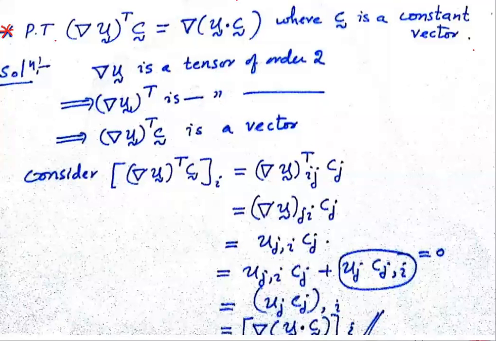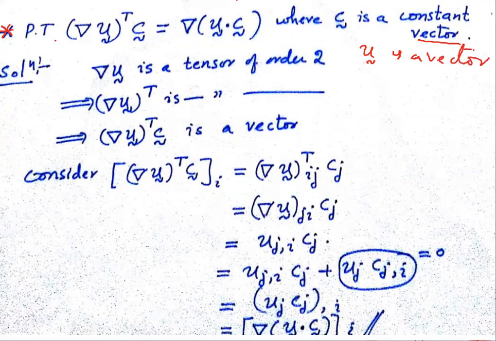Hello class, let us prove one more important identity. Gradient U whole transpose C is equal to gradient of U dot C, where C is a constant vector and U is also a vector. Okay, now very easy proof.